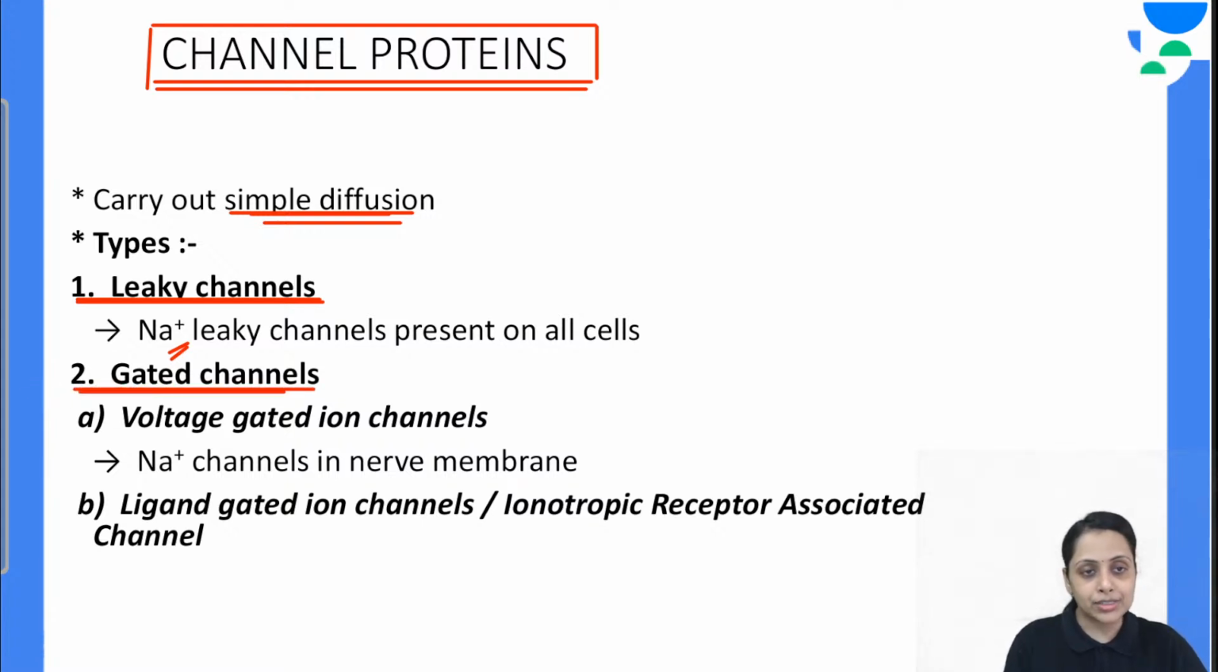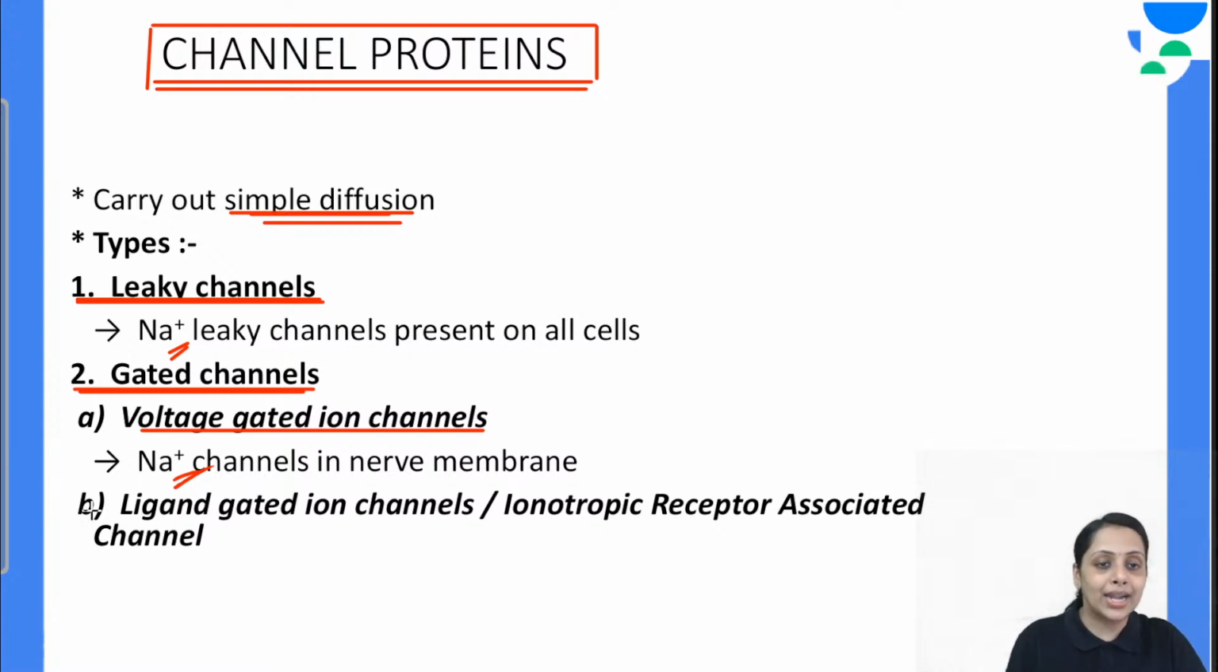In this, we have various types of gated channel. First is the voltage gated ion channel. For example, we have voltage gated sodium channel, voltage gated potassium channel, and voltage gated calcium channel. So they are the classical examples of voltage gated ion channel.